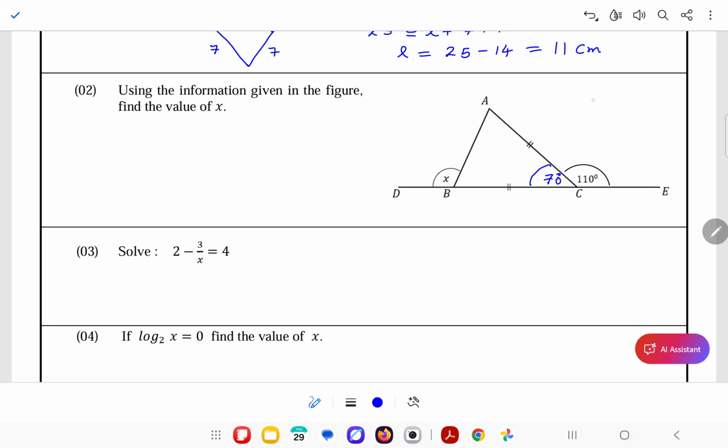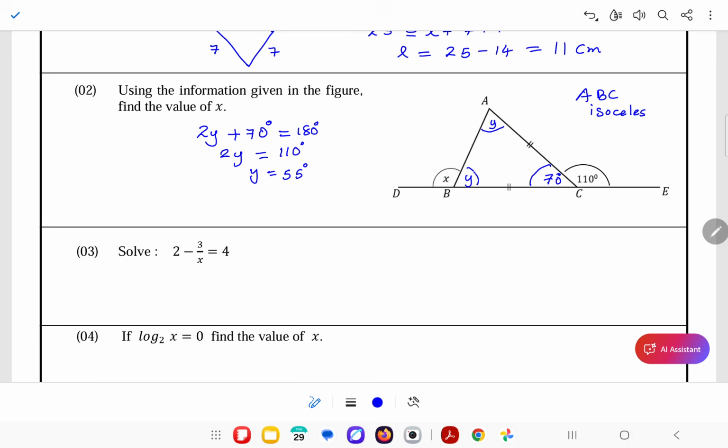Then ABC is an isosceles triangle because AC and BC are equal, no? So that means this angle, let's say y, then this angle is also y. So we'll first find y, then we can find x. So 2y plus 70 is going to be 180, total angle is 180 in a triangle. So 2y is equal to 110. So y is equal to 55.